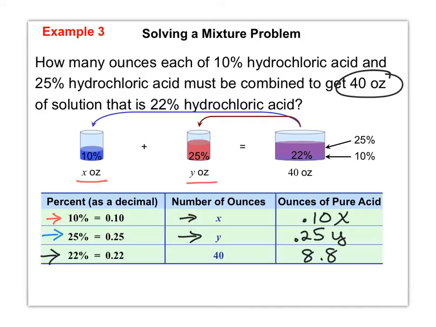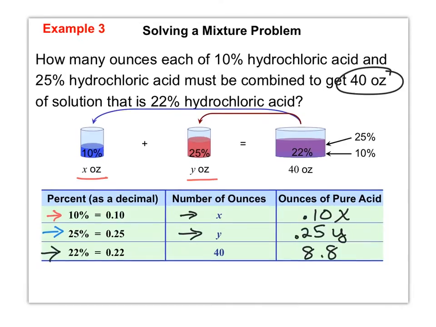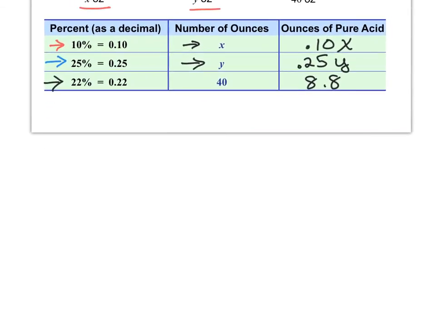Now from the table, we can set up a system of equations. Let's move this up a little bit. Now the amount of liquid altogether is 40 ounces. X ounces of the first percent, Y ounces of the second percent, and that's going to equal a total of 40 ounces. So our first equation can be represented as X plus Y is equal to 40.